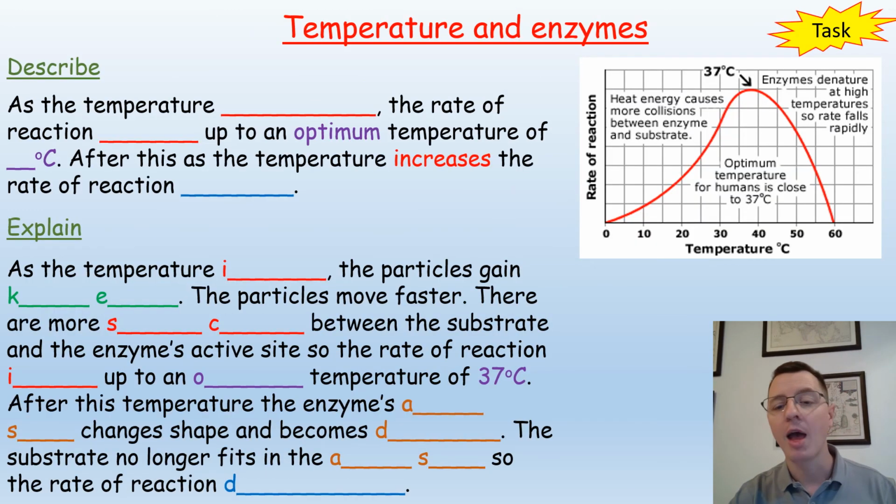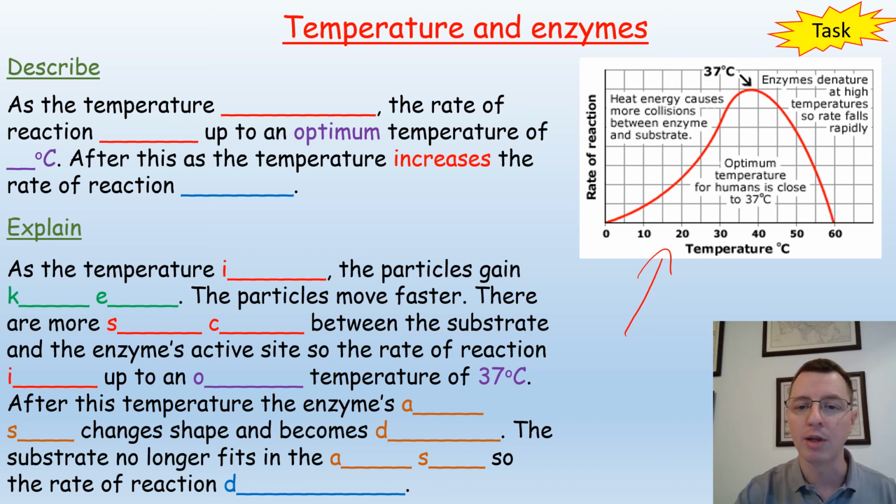So let's see. Have a look at this graph, pause the video, copy down these two paragraphs and fill in the gaps. Can you describe and explain this graph? What happens when we increase the temperature and we measure the rates of reaction for an enzyme controlled reaction?